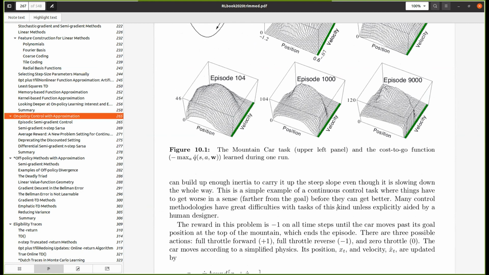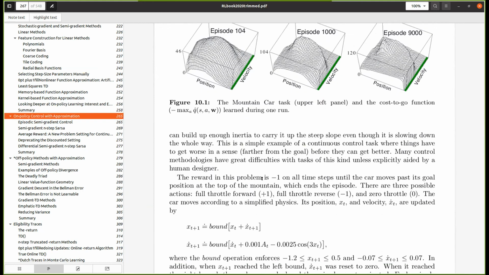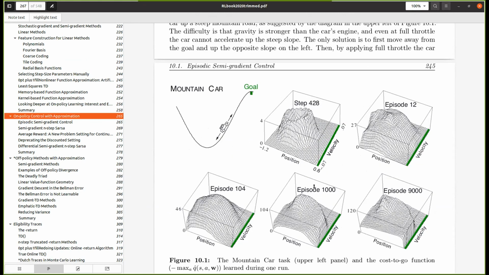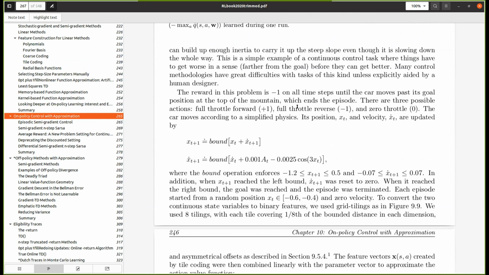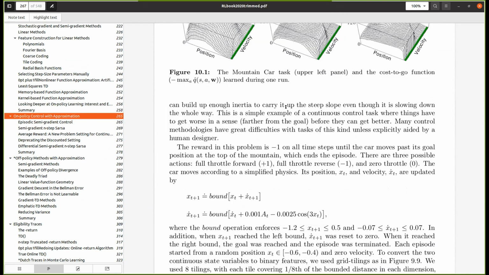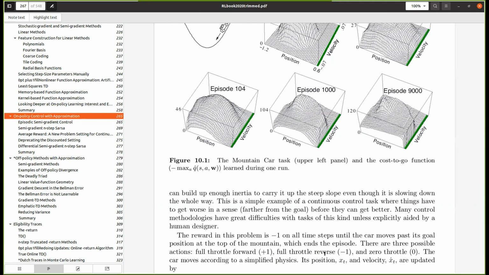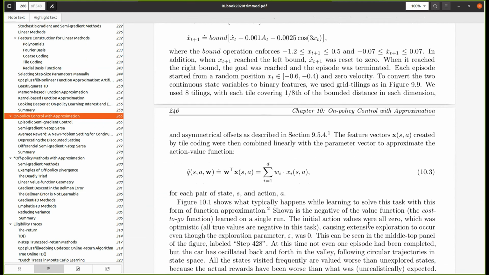Okay, and we start in a somewhat randomized location here, and get to the goal state. To solve this problem, we can apply the semi-gradient SARSA algorithm. Again, we have three possible actions here. Unlike in a more realistic setting for this kind of problem, where we could have a continuous action space, here we're just considering a simplified, discretized action space where we have only full throttle forward, full throttle reverse, and zero throttle. So that makes our problem a bit simpler in this case.